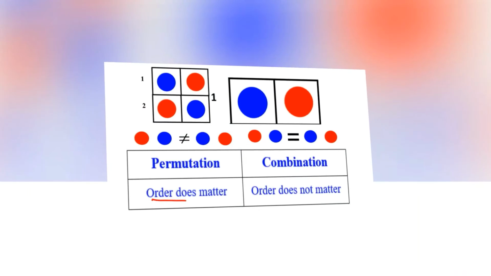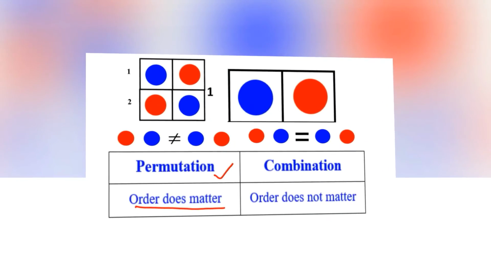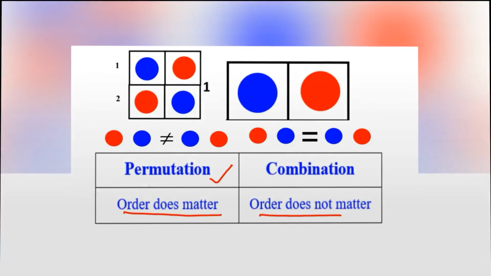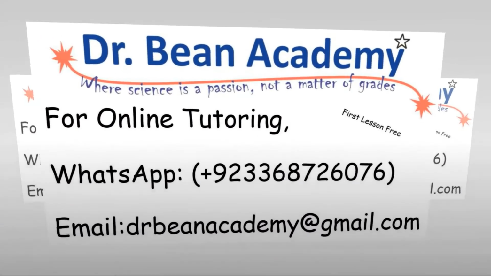So if order matters, it's a permutation. If order does not matter, it's a combination.